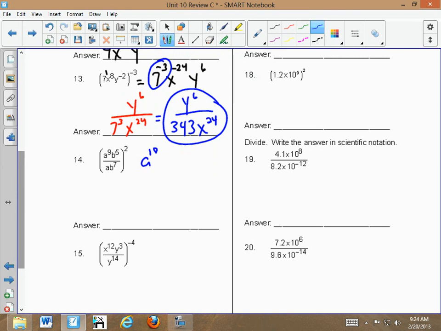A to the 18th power, B to the 10th power, A to the 7th power, B to the 49th power. That is not your answer. You must simplify. Always bring smaller to larger, so the 7 is going to come up and become negative 7 plus 18. That gives me A to the 11th power. 10 is going to come down and become negative 10. That gives me B to the 39th power.